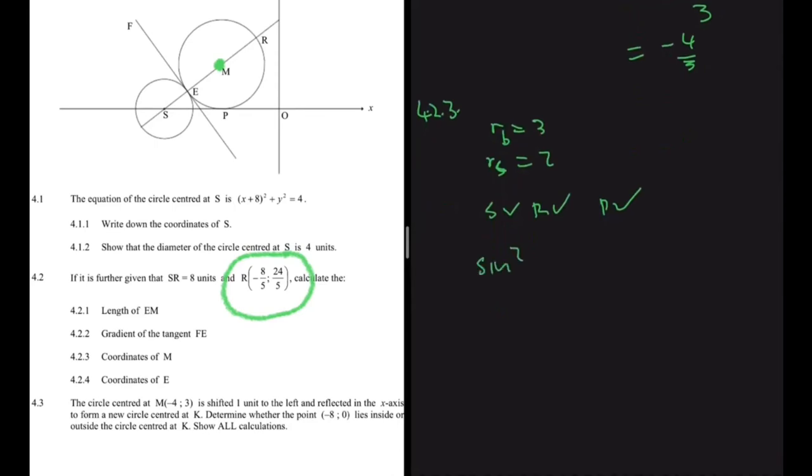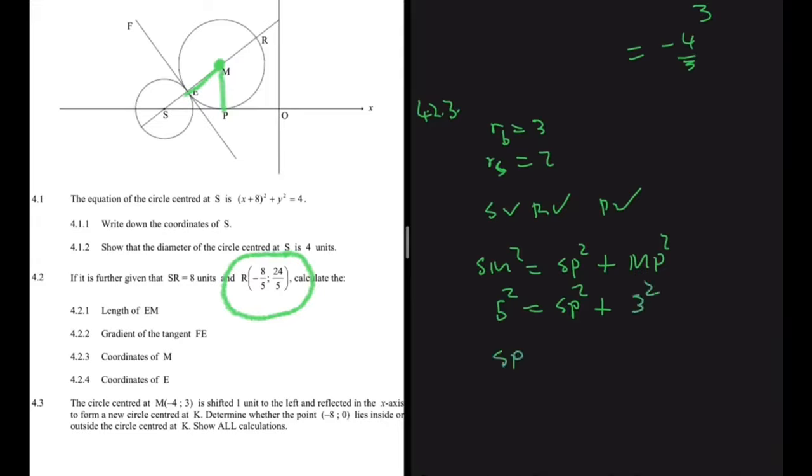SM squared is equal to SP squared plus MP squared. So what is SM? SM is SE plus EM, right? So that is 2 plus 3. So we have 5 squared being equal to SP. We don't have SP, but that's what we're looking for, right? So that we can find the x value of P, right? And then plus MP squared. MP squared is EM squared because they are all radii, right? From M to E, that's the radius. From M to P, that's the radius. So we have the radius is 3, so we have 3 squared, right?